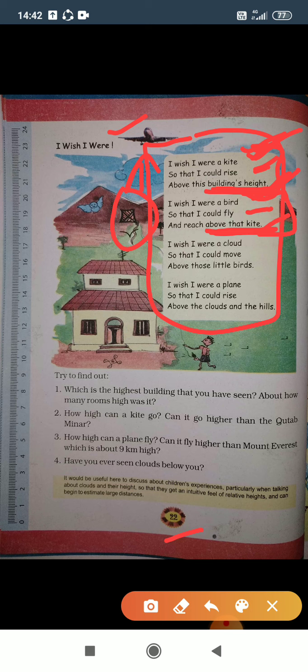In the third stanza, I wish I were a cloud so that I could move above those little birds. That means after reaching the birds' level, the cloud is saying it needs to be above those little birds. I wish I were a plane so that I could rise above the clouds and the hills.